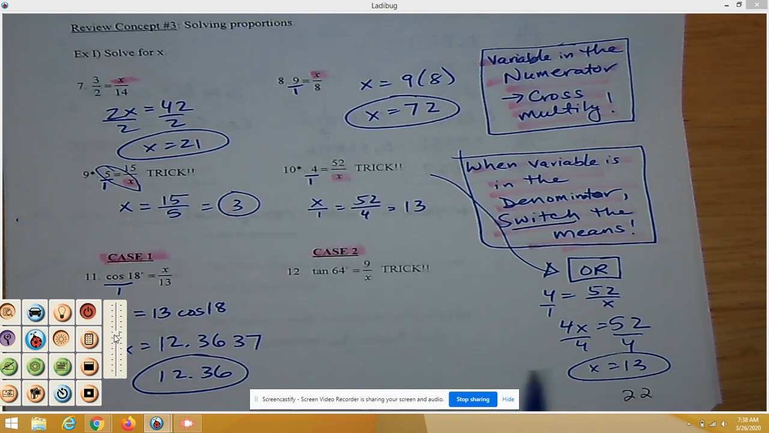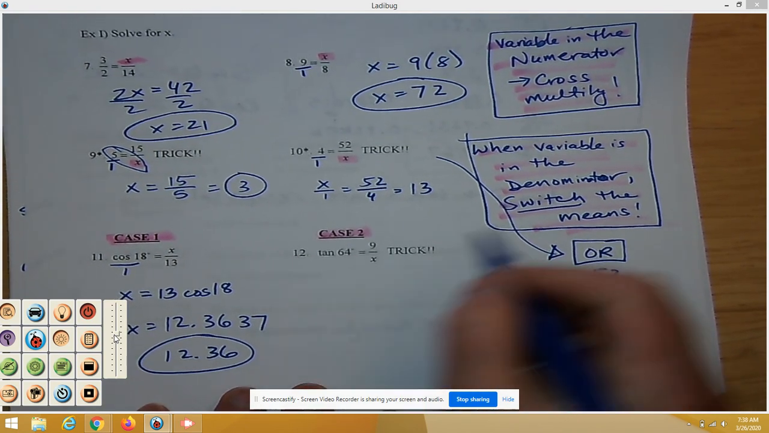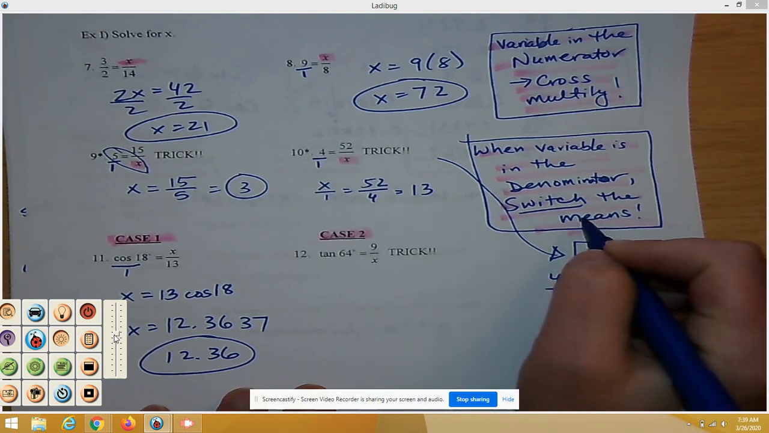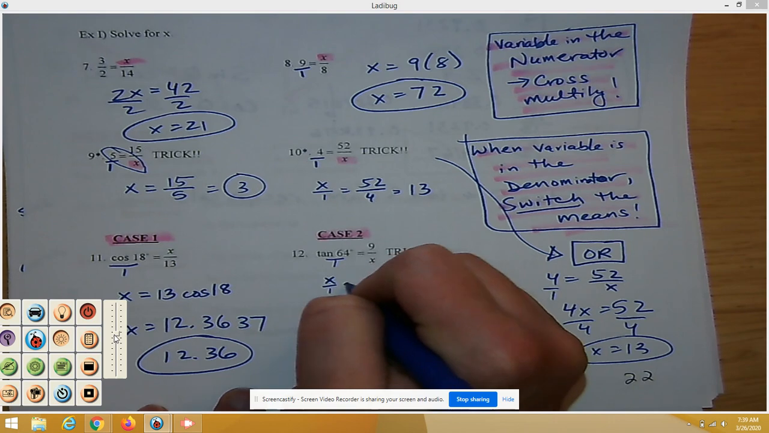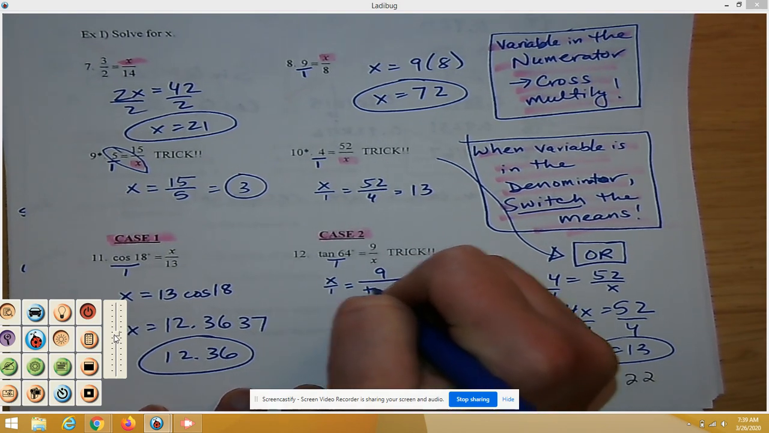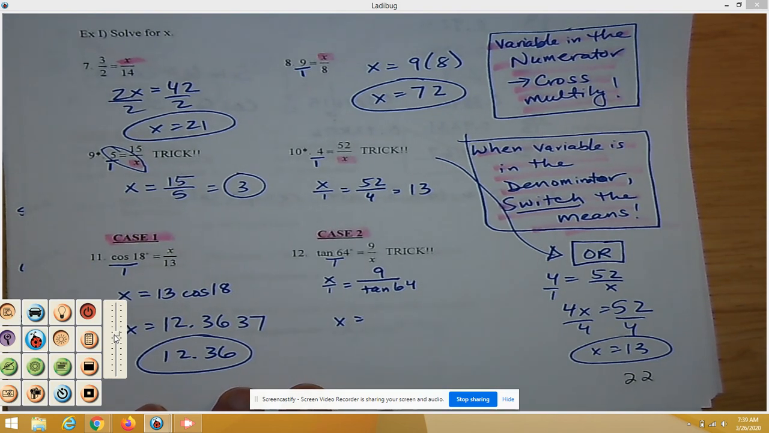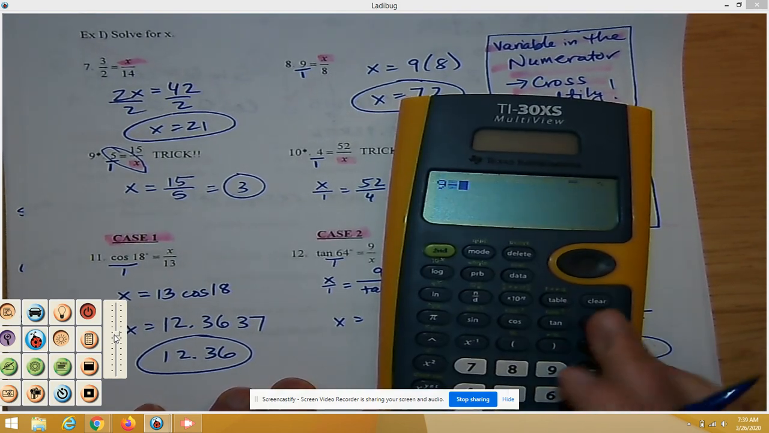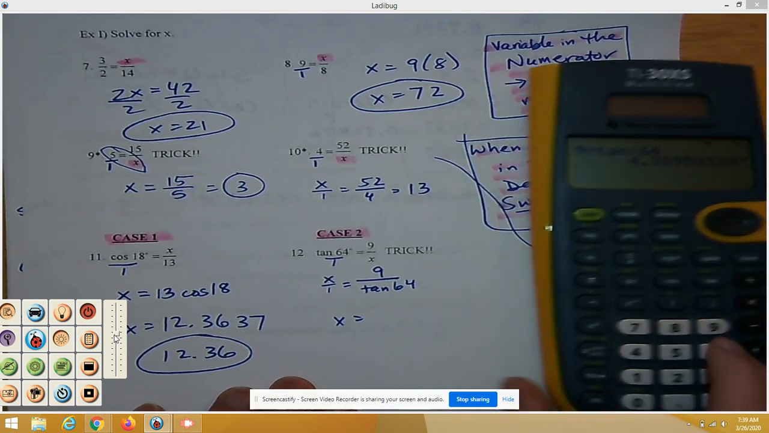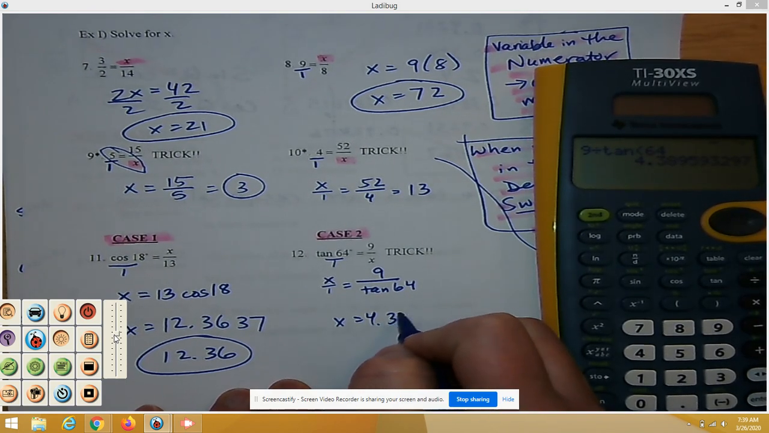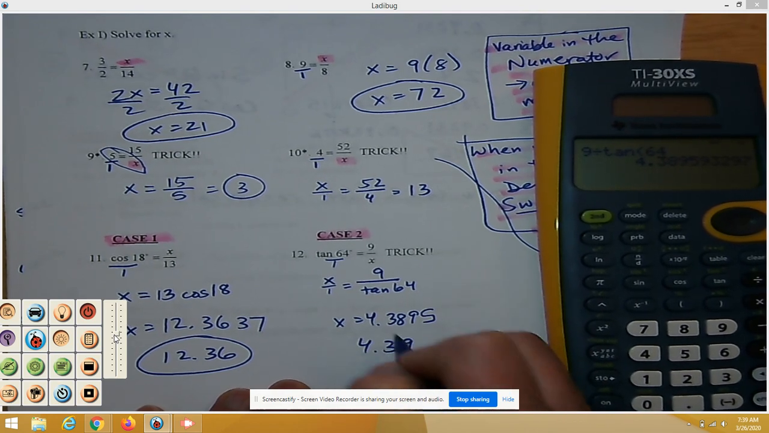All right, over here, this one I'm going to do the trick. So the variable is in the denominator, I'm going to switch the means. So that means that x is going to go here. So it's like x over 1, and you're going to have 9 divided by the tangent of 64. So that means you will do 9 divided by the tangent of 64, and I would get 4.3895. So we're going to go to 2 decimal places, which is 4.39.